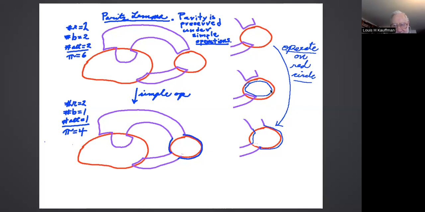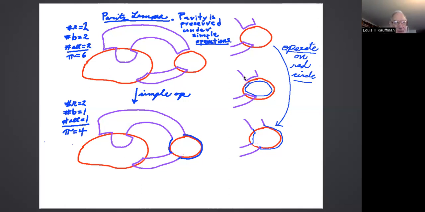I think of it as an operation on the loop by another color. So that's called a simple operation on a loop. You can operate on red, you can operate on blue, and you can operate on alternating. If you have an alternating curve, you put purple on it and it flips red with blue in the alternator.